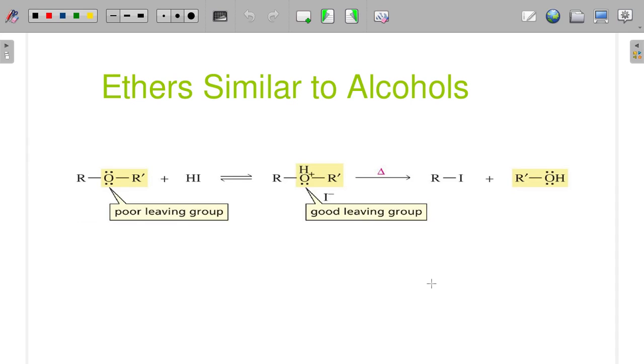All right, on to ethers. Now, we've already talked about ethers, and we even saw how to make them back with our alkenes chapter. Turns out they kind of behave in many ways similar to our alcohols, just because the O can still be activated and turned into a good leaving group. Instead of making water as a good leaving group, when you activate it, you make an alcohol as the leaving group.